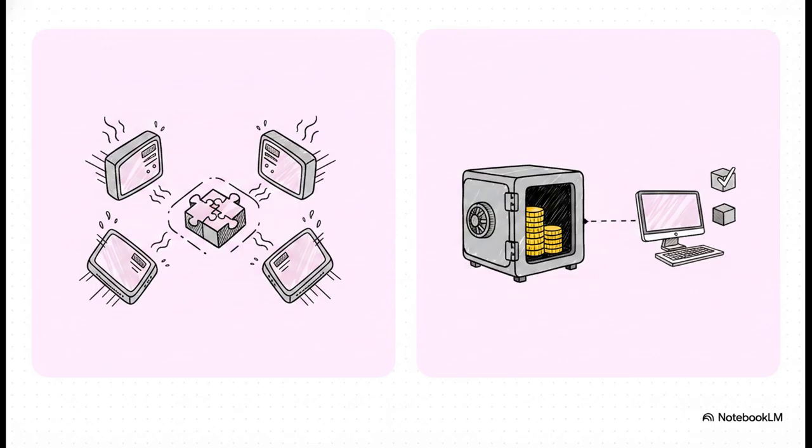Proof of work, which is what Bitcoin uses, is basically a traditional mathematical race. Miners compete using massive energy-intensive computing power to solve complex puzzles and validate the blocks. To put that in perspective, Bitcoin's network uses more electricity than some entire countries.